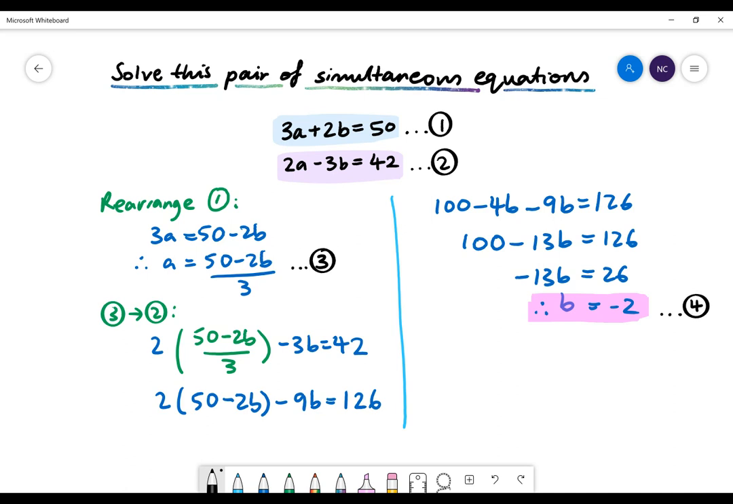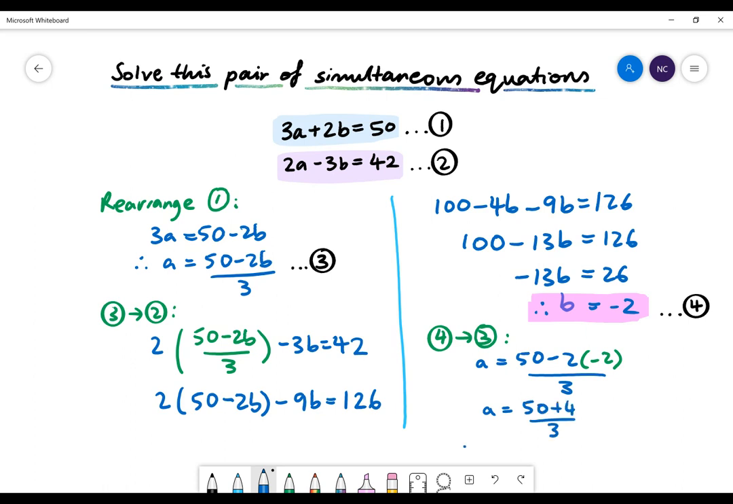Have a think about where we need to substitute equation 4 to get the value of a. The best place to substitute equation 4 is equation 3. We'll be left with a = (50 - 2 lots of negative 2) divided by 3. a = (50 + 4) divided by 3. Therefore, a is equal to 18.